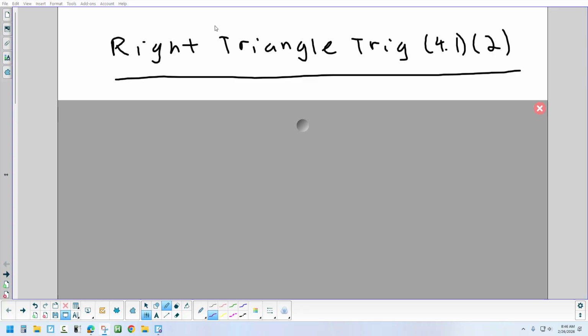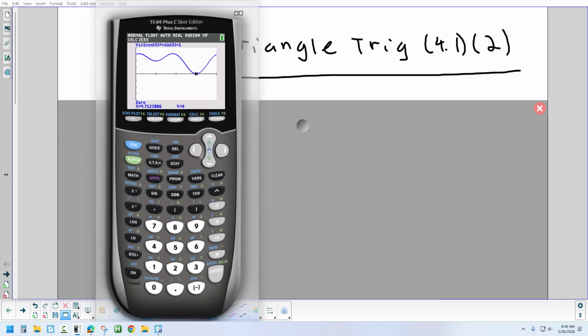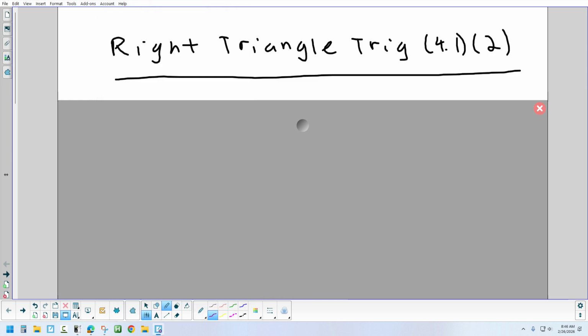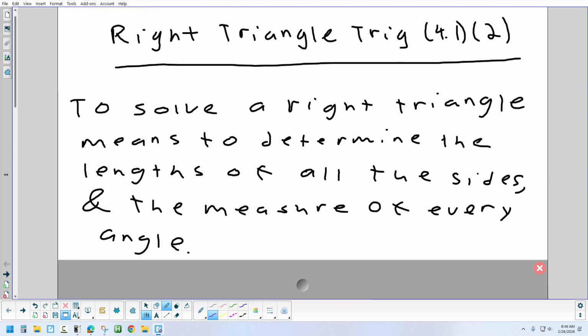And the reason we're going to focus on using those 3 is because when we use a calculator, those are the 3 that you have buttons for. So they're the easiest ones to use. And the goal of what we are doing today is right there, solving triangles.